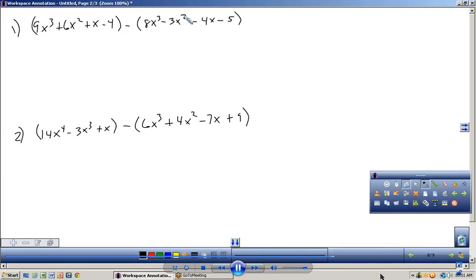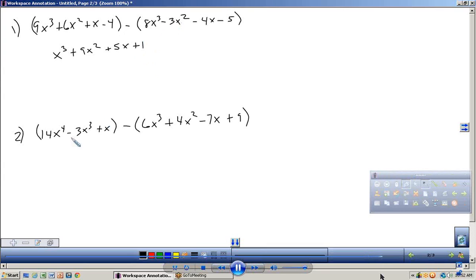All right. I'm just going to do these in my head because I can, and just show you the answers. 9 minus 8 is x cubed. Let's see. 6 minus a negative 3, so it's going to be 6 plus 3, x squared is plus 9x squared. Let's see. 1x minus a negative 4x, so 1x plus 4x is plus 5x. We have a negative 4 minus a negative 5. That means plus 5. So negative 4 plus 5 is plus 1.